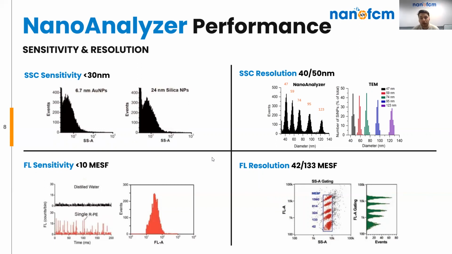In the bottom left, we can see that the fluorescence detection is sensitive enough to detect single fluorophores. And on the right, we can see that we can distinguish different intensities of fluorescent population. This can be really important for looking at high expression and low expression populations in our EV isolates.